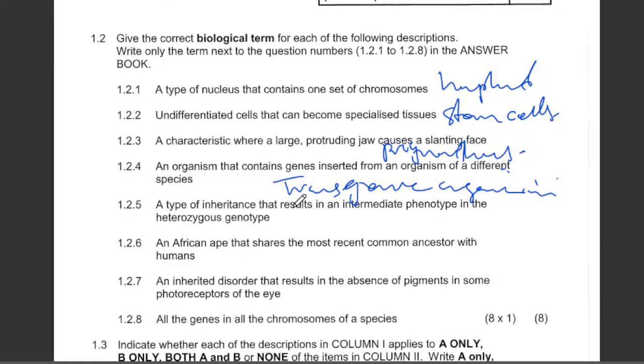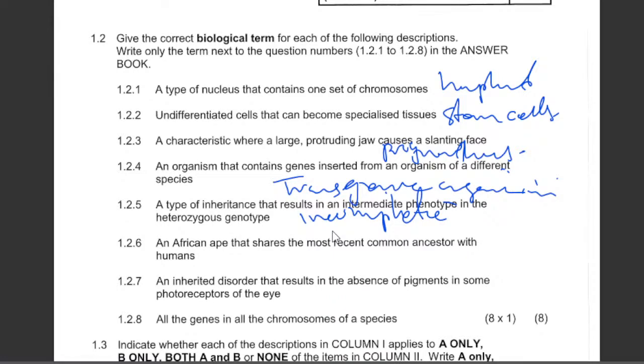The type of inheritance that results in the intermediate phenotype in heterozygous. When you talk about intermediate, we are talking about incomplete dominance. If you use the distinction material, I think you are getting it right. Yes, people are using the distinction material, you are getting it right. We call it incomplete dominance.